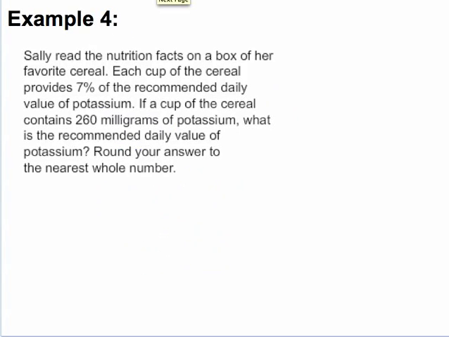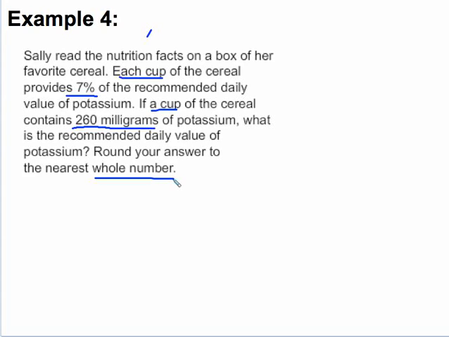Okay, so our last example before we get to the problem of the day. Sally read the nutrition facts on a box of her favorite cereal. Each cup of the cereal provides 7% of the recommended daily value of potassium. If a cup of the cereal contains 260 milligrams of potassium, what is the recommended daily value of potassium? Round your answer to the nearest whole number. As I was reading the problem, I was just underlining the important information that would help me solve it. 1 cup is the equivalent of 7% and is also equal to 260 milligrams.